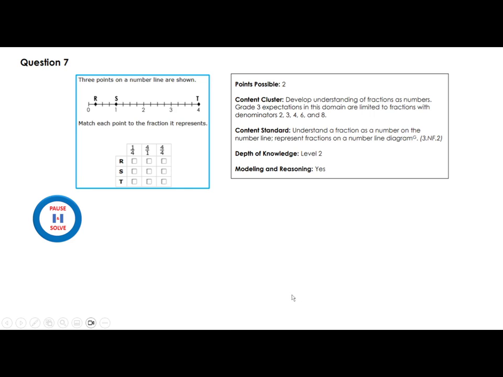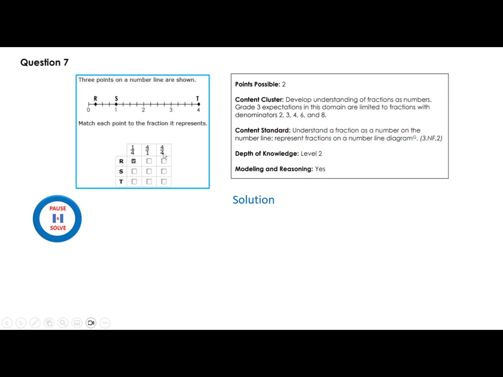3 points on a number line are shown. Match each point to the fraction it represents. Okay? Solution. See this one here, we're going by 1/4. 1 over 4, 2 over 4, 3 over 4, and then 1. Now R is what? It's 1 over 4, right? Look at S. S is 1. That means 4 over 4. 4 over 4 is 1.